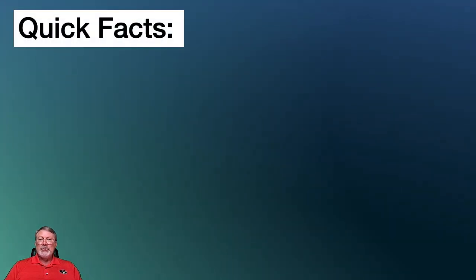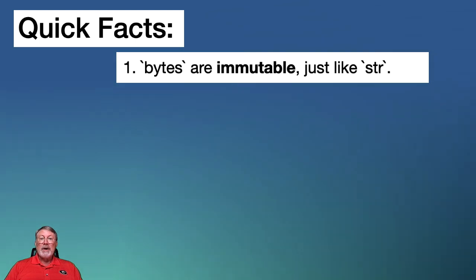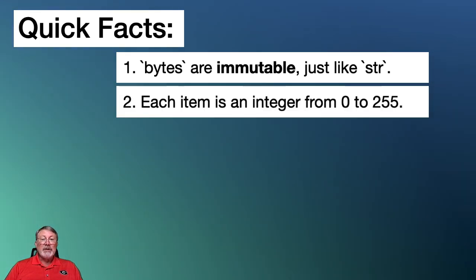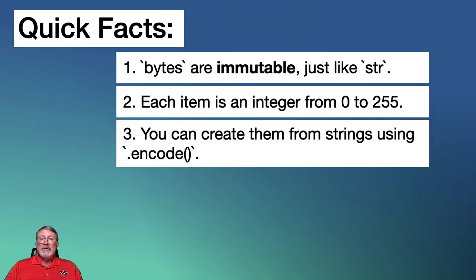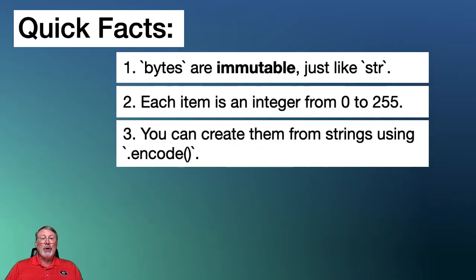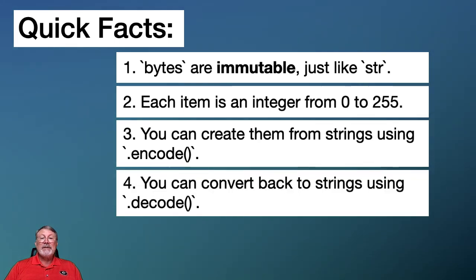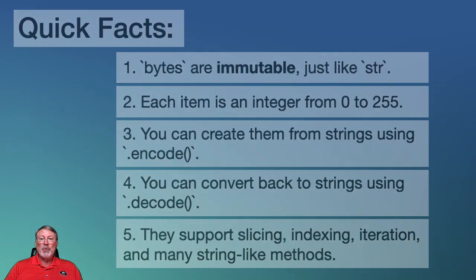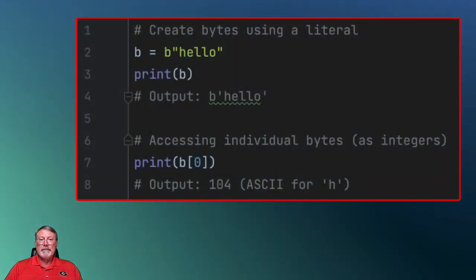Here are some things you should remember. Bytes are immutable, just like string. Each item is an integer from 0 to 255. You can create them from strings using encode, and you can convert them back to strings using decode. Bytes support slicing, indexing, iteration, and many string-like methods. Let's look at some examples that show how bytes work in practice.